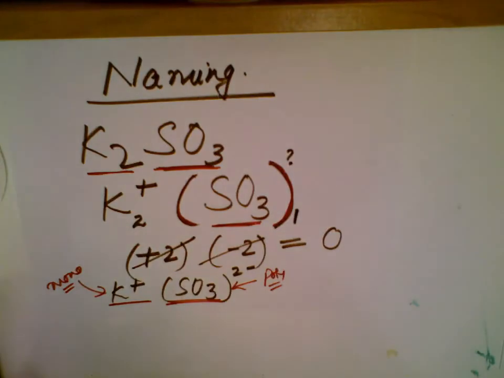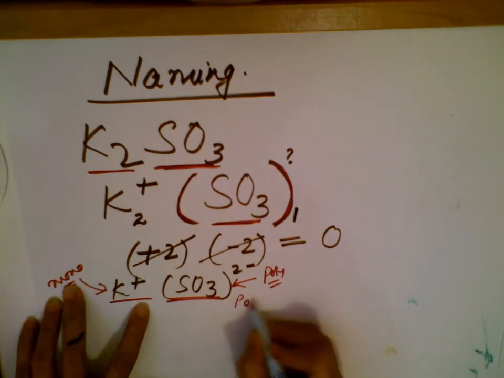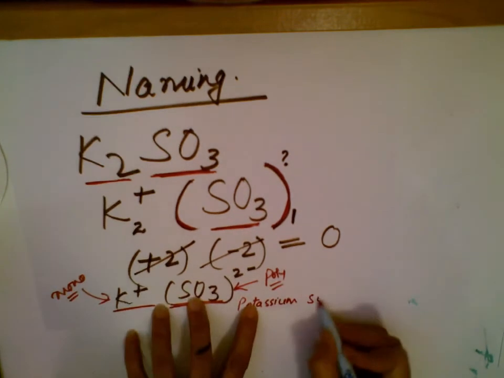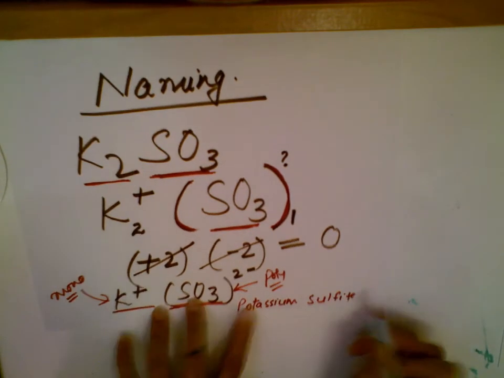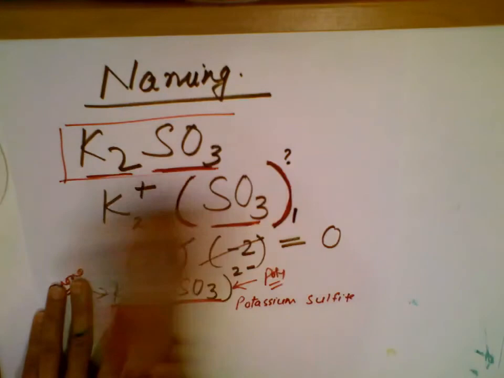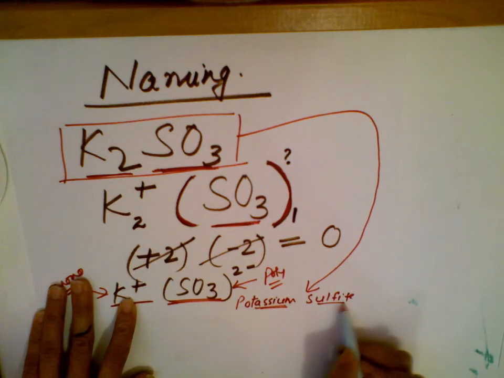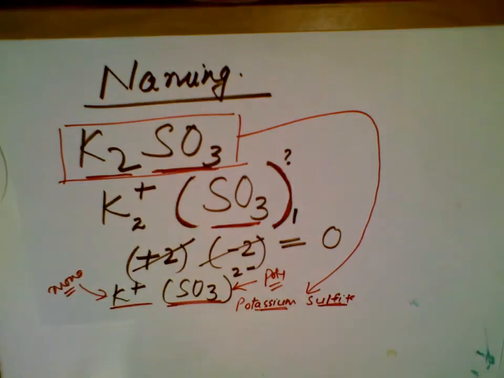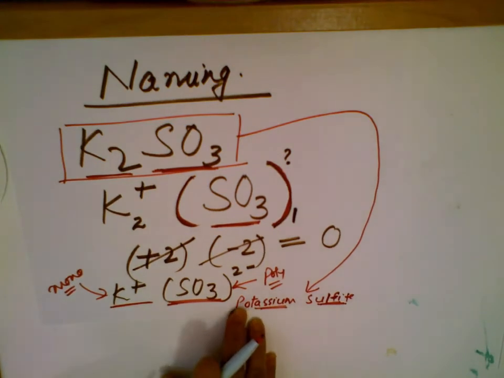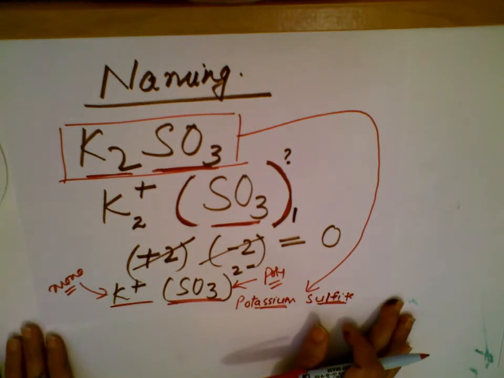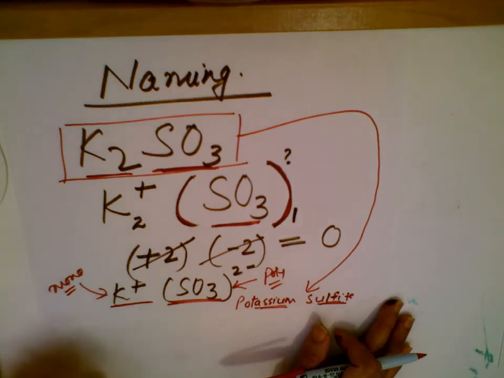Okay, so this one is potassium sulfite. That's the answer. So what is the name of this compound here? This is the name, potassium sulfite. Make sure you use the valency chart, and please make sure that the charges on the compound are neutral. All together it is neutral. They actually cancel the effect of each other, the protons and the electrons.